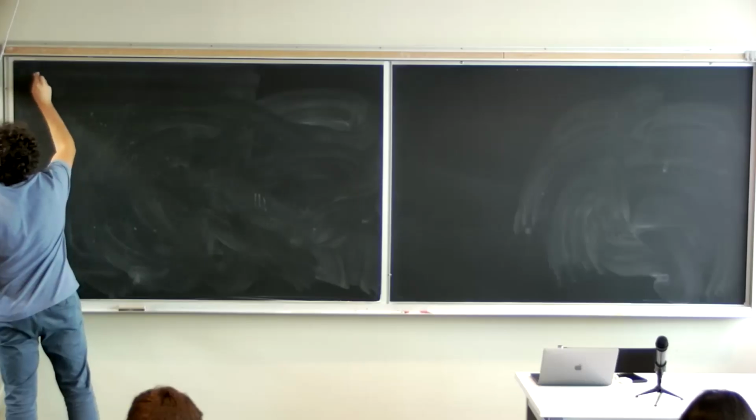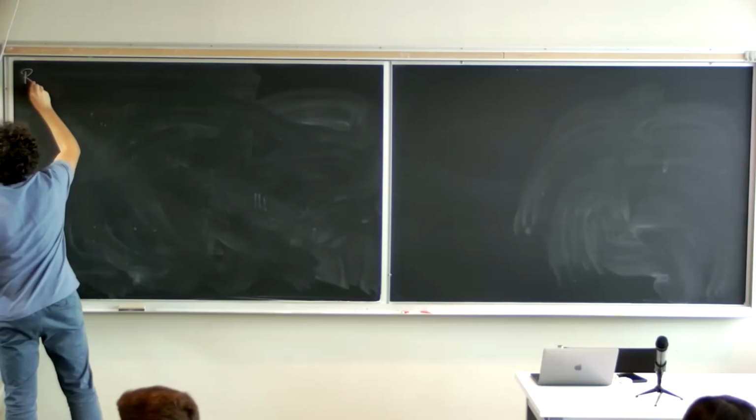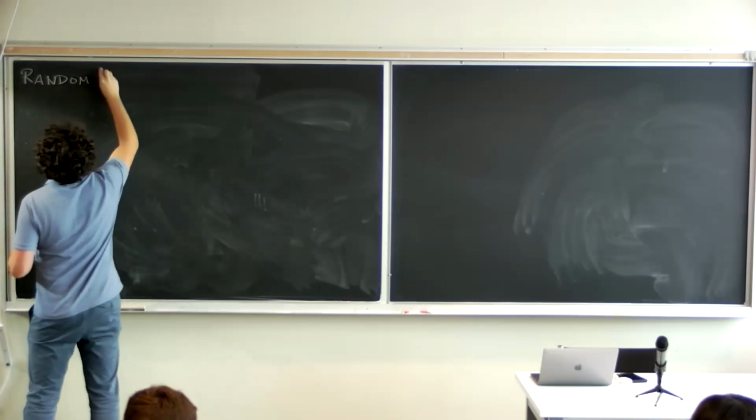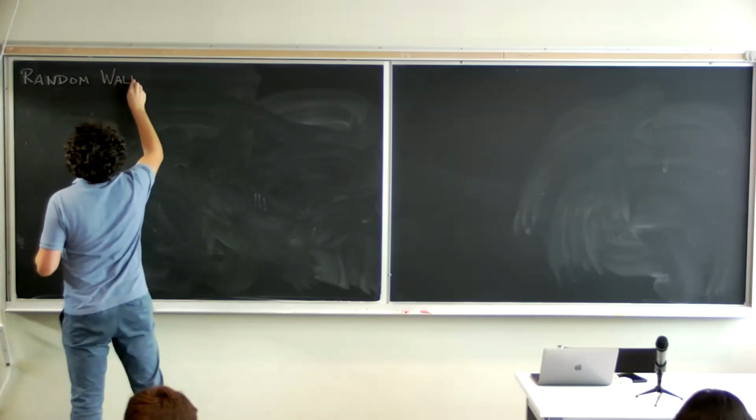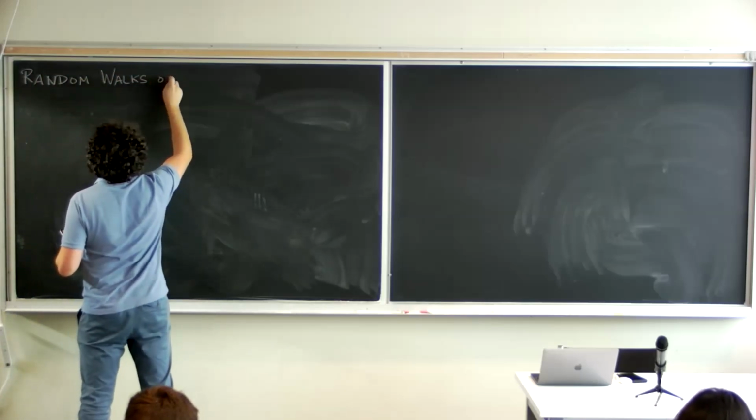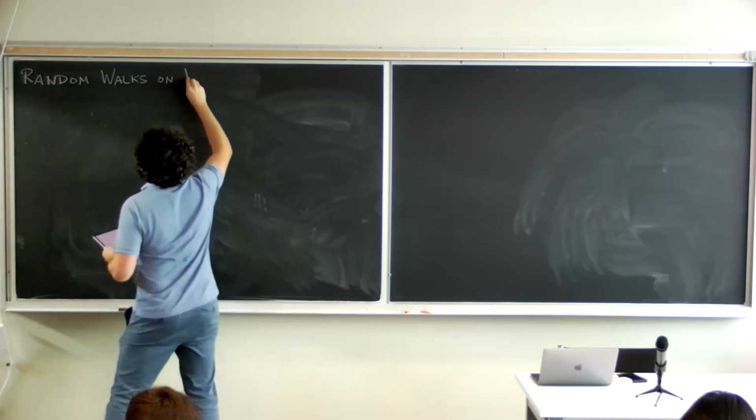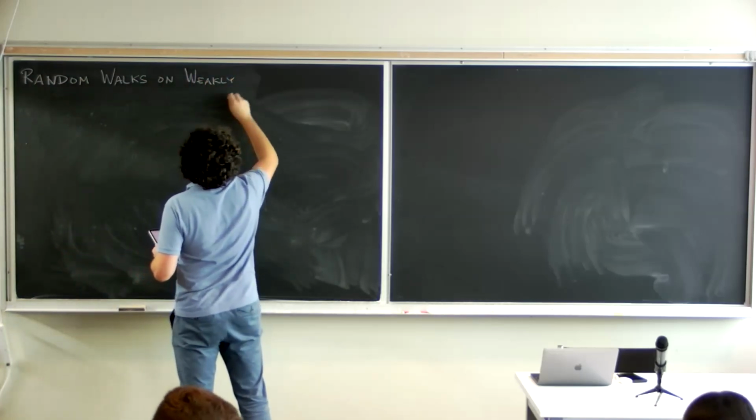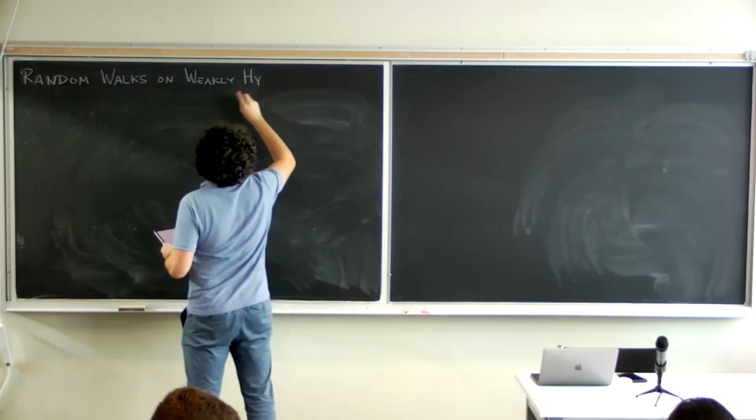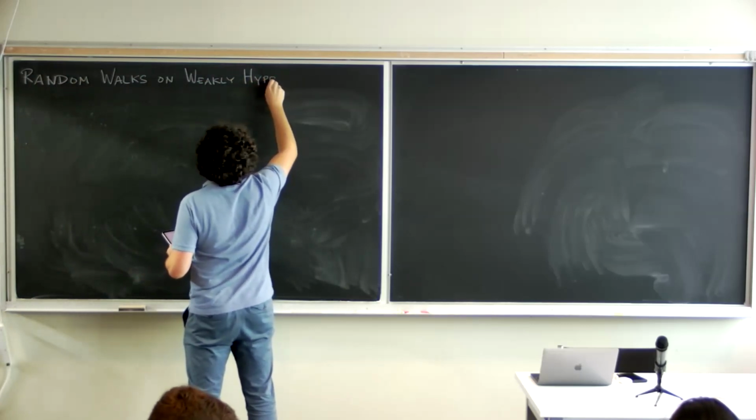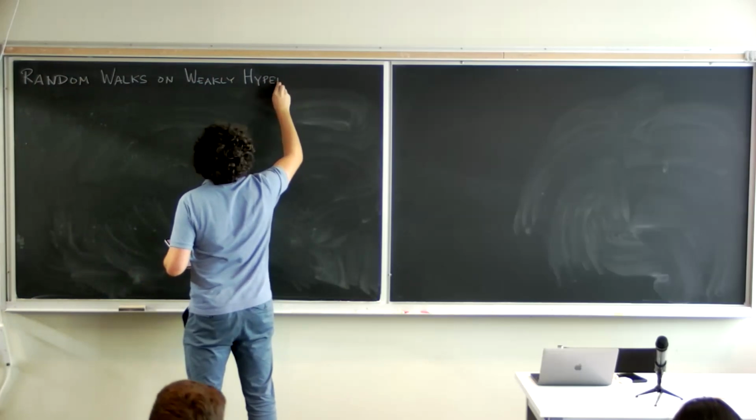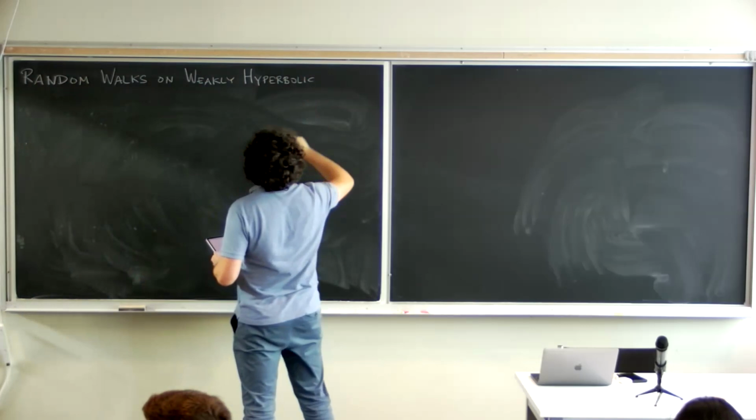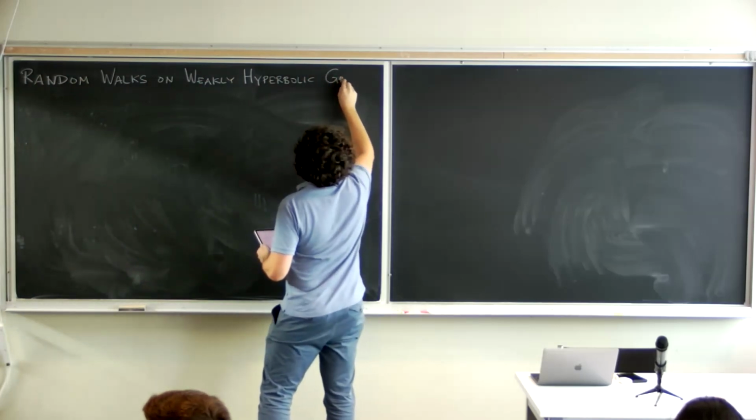Okay, so today we will keep discussing random walks and weakly hyperbolic groups. Last time we gave all the somewhat preliminaries and discussed a little bit about some examples of hyperbolic groups and things like that. And today we will discuss a bit more of the techniques of proof.